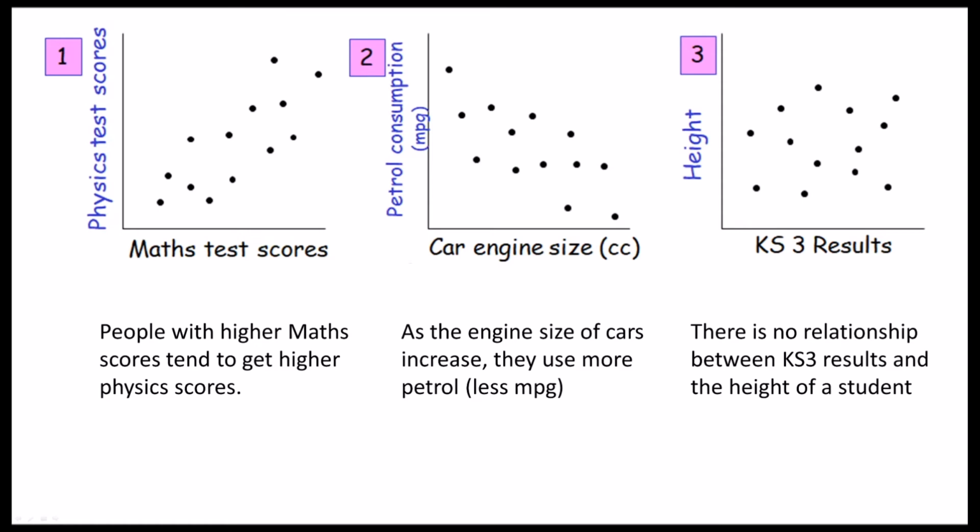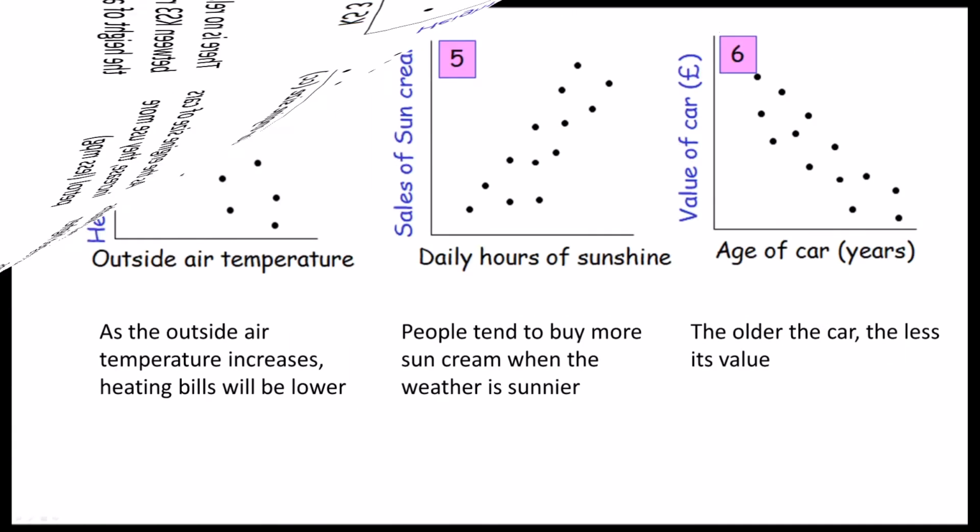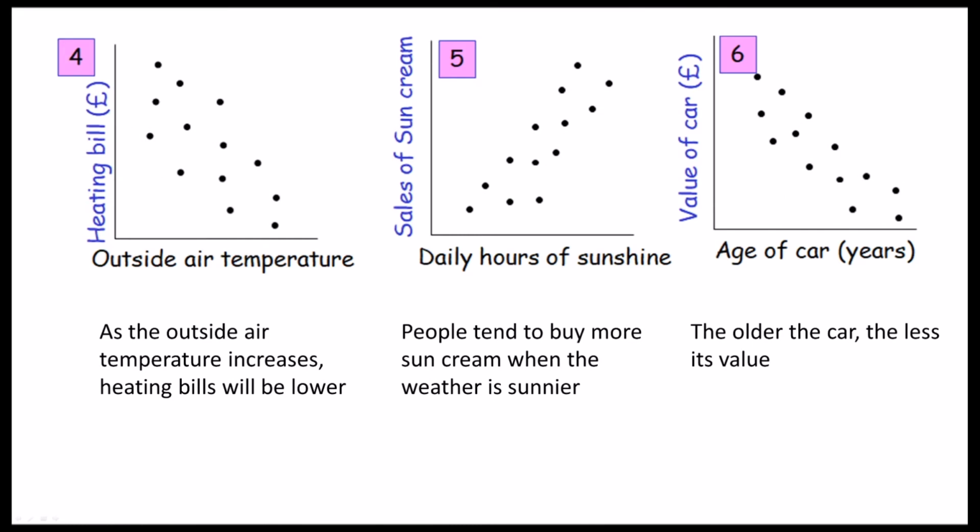So for the first scatter graph, we could say people with higher math scores tend to get higher physics scores. In the second scatter graph, we could say as the engine size of cars increases, they use more petrol, i.e. less miles to the gallon. And in the third example, we can say there's no relationship between Key Stage 3 results and the height of a student. In our fourth scatter graph, we can say as the outside air temperature increases, heating bills will be lower. For our fifth example, people tend to buy more sun cream when the weather is sunnier. And lastly, for question 6, the older the car, the less its value.